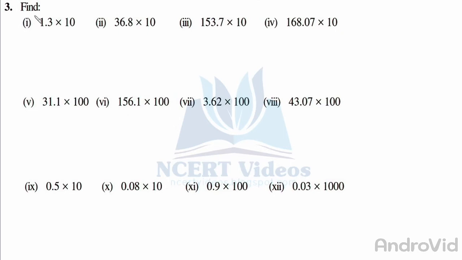Find 1.3 into 10, 36.8 into 10, 153.7 into 10, and the rest. So we have to find the multiplication of all these.